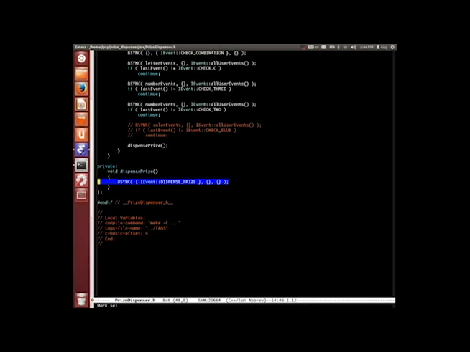Of course, looking for unreachable code is just one out of many features that Athena supports, and we're going to see a few more interesting examples later on in this demo.